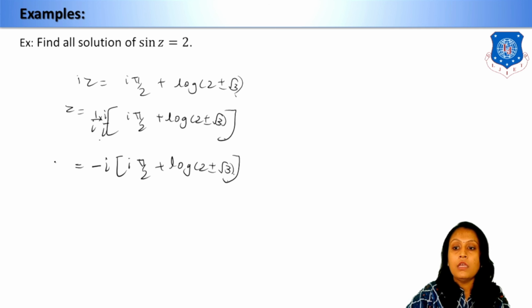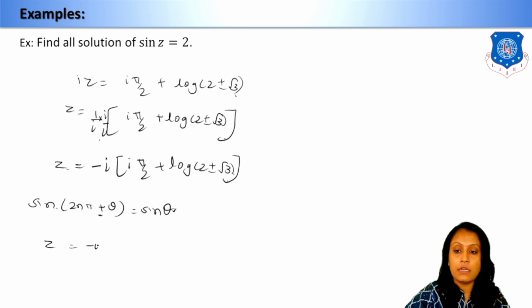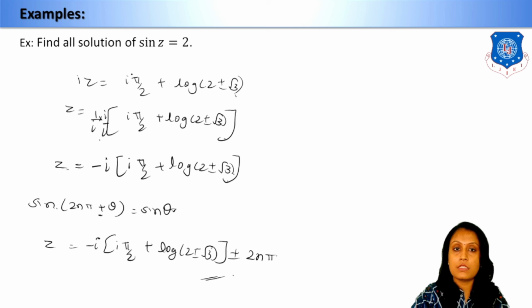Now we know that sine is a periodic function, right? So sine of (2n pi plus or minus theta) is equal to what? Sine theta. So in this answer, at last, we can add plus or minus 2n pi. So this answer and at last plus or minus 2n pi. So this is the solution of the given question.